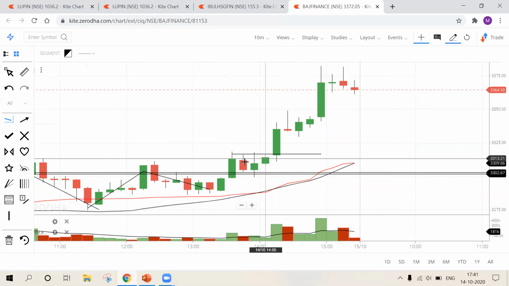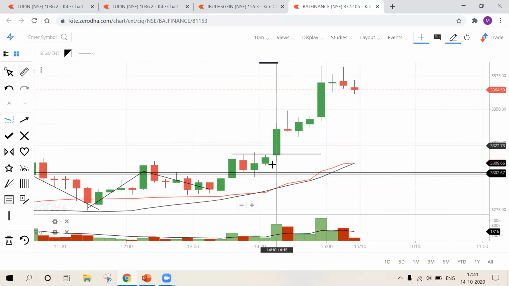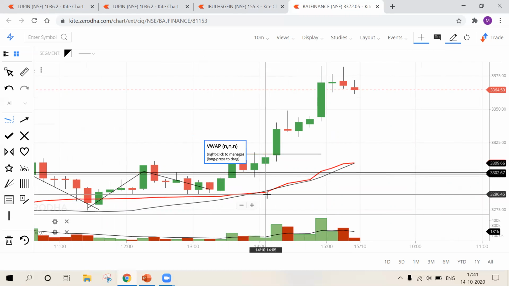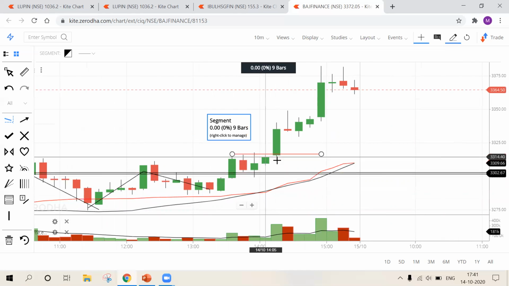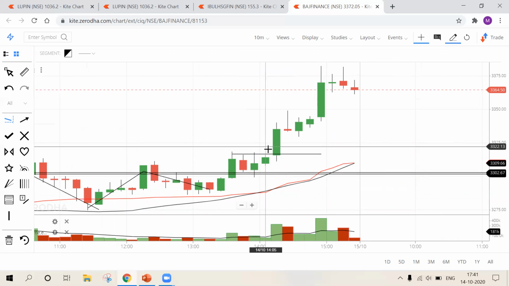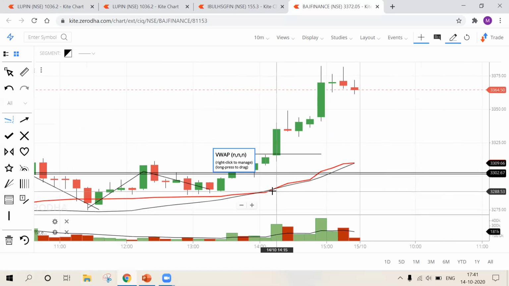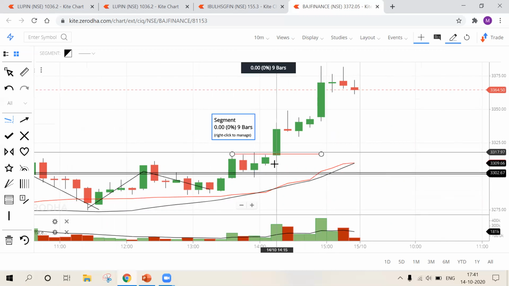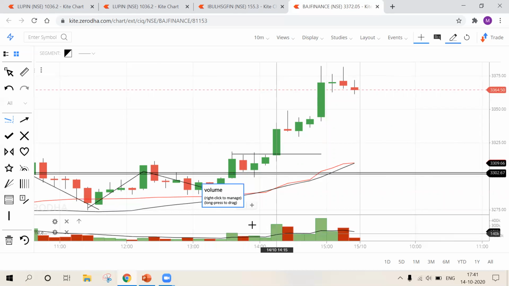Now see, I have got 5 confirmations here. The first confirmation is it came out of a key level. The second is higher high formation, and the colors of both candles are green. The third confirmation is it's above VWAP. The fourth is it's above the 35 moving average. The fifth is volumes are great.